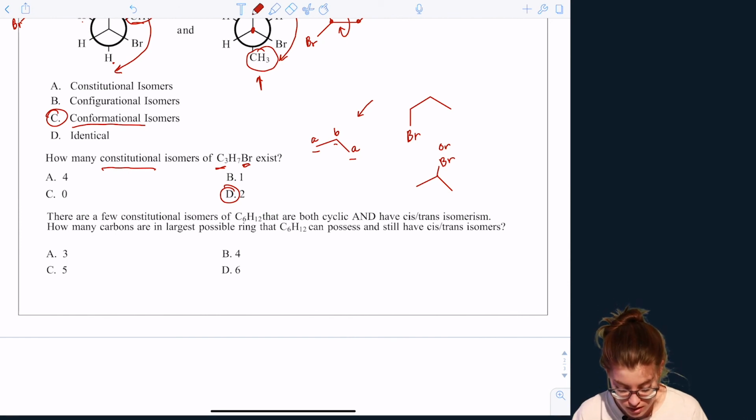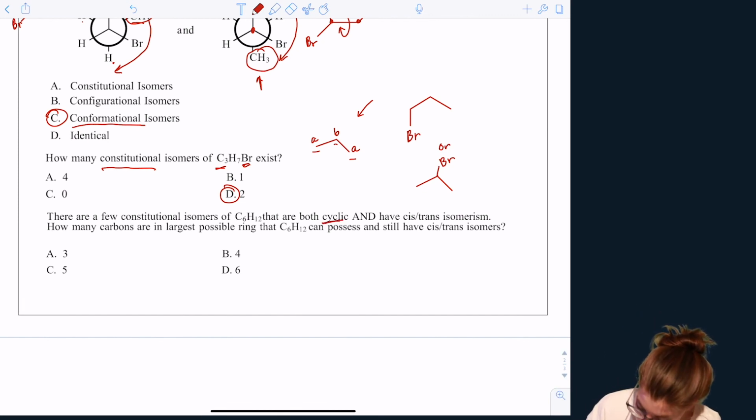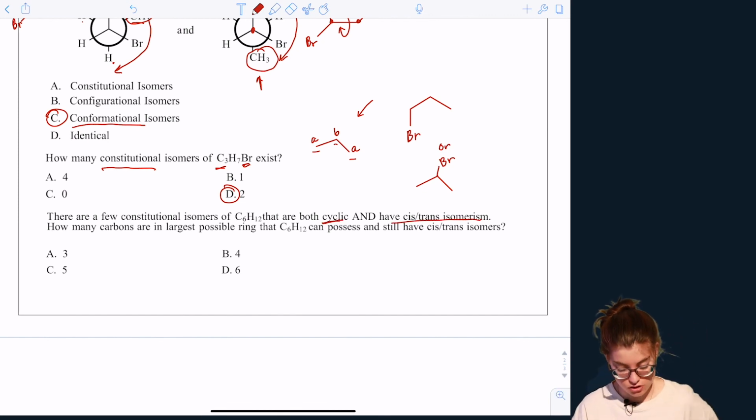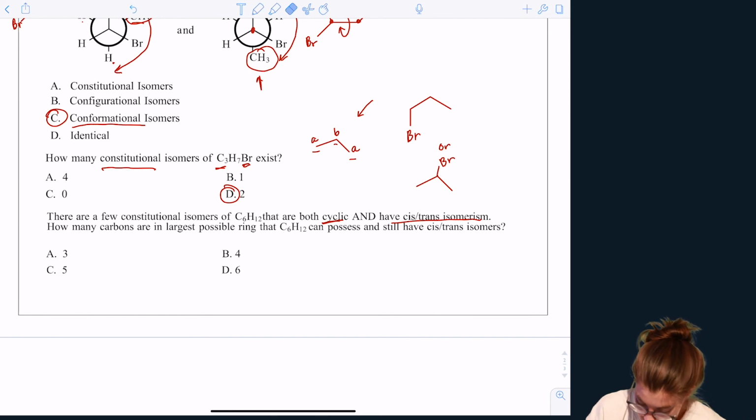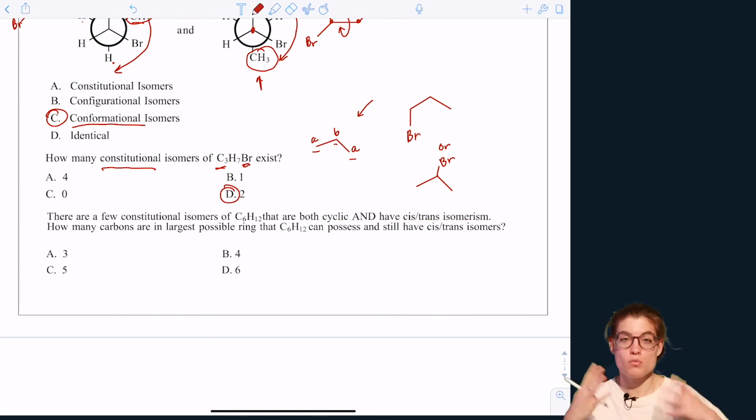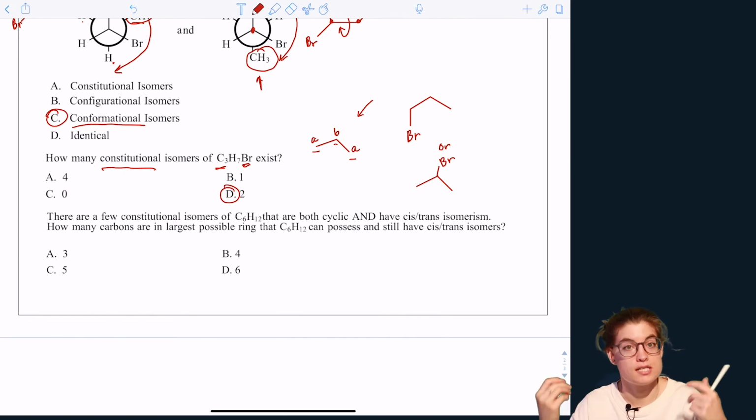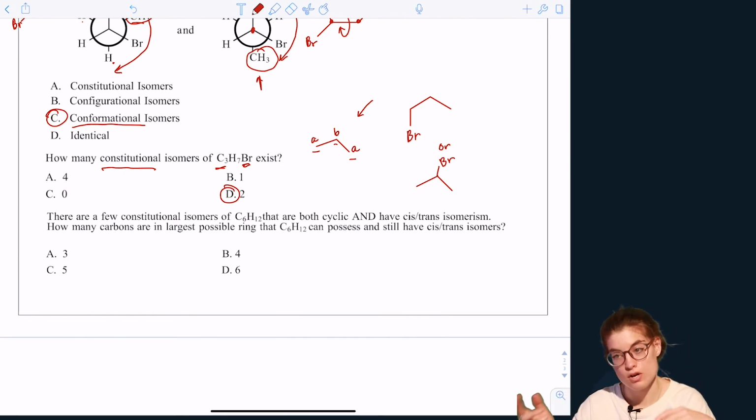There are a few constitutional isomers of C6H12 that are both cyclic and have cis trans isomerism. Okay, that's interesting. How many carbons are in the largest possible ring that C6H12 can possess and still have cis trans isomerism? Now remember, cis trans isomerism can be one of 2 things. It can be referring to double bonds, so you have a cis double bond or a trans double bond, or it can be referring to a ring that has 2 substituents on it, where one's going up and one's going down, that would be trans, or both of them are going up, or both of them are going down, and that would be cis.